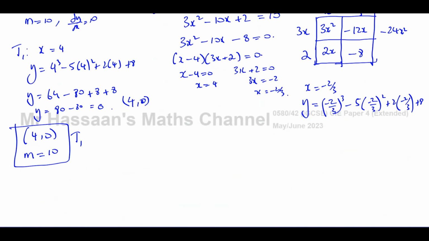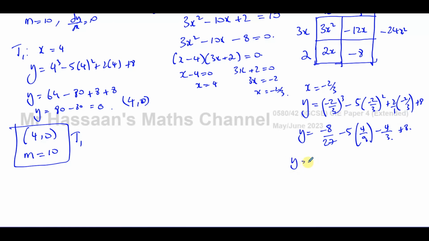Let's just check. So you're going to have y equals, you can use a calculator for this, but I'm going to be doing this without a calculator just to practice for those students who are going to come later on who can't use calculators very soon in some of their papers. So you have minus 8 over 27. That's negative because you're cubing it. This is also negative, minus 5 times, and this will be positive because you're squaring it, so it'll be 4 over 9. Do it step by step. And that's going to be minus 4 over 3. Remember, 2 over 1 times that, and then plus 8.